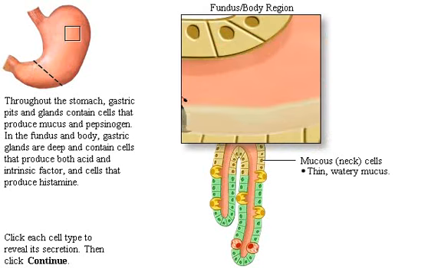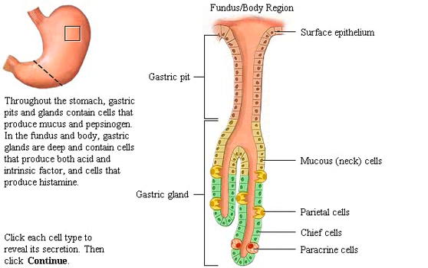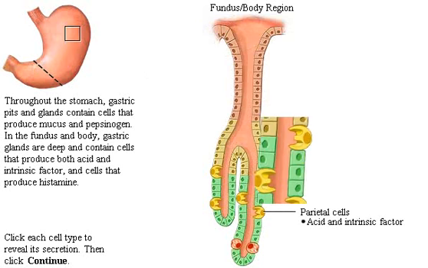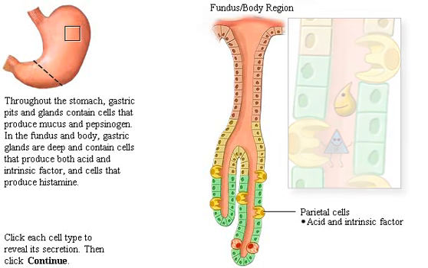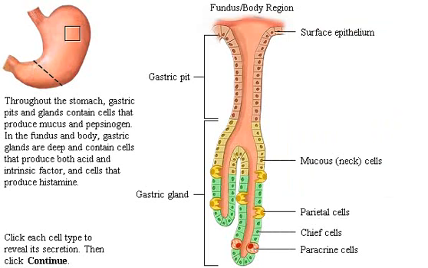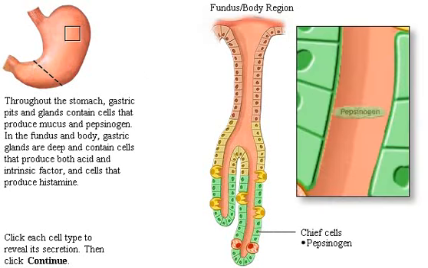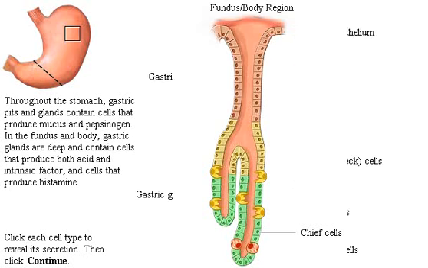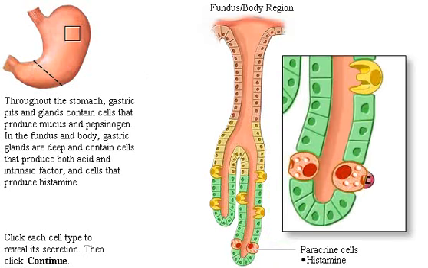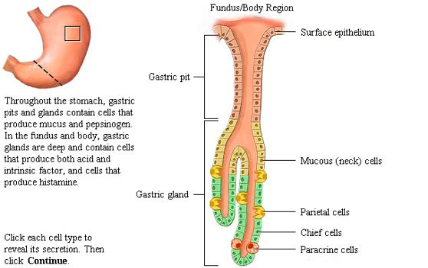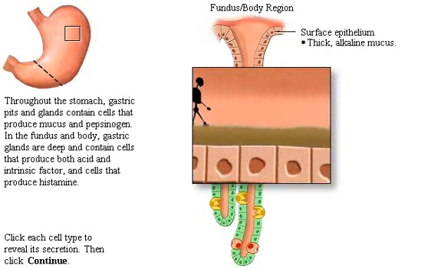Mucus cells in the neck region of the gland secrete thin, watery mucus. Parietal cells secrete acid and intrinsic factor. Chief cells secrete pepsinogen. These paracrine cells secrete the local chemical messenger histamine. Surface epithelial cells secrete thick alkaline mucus.